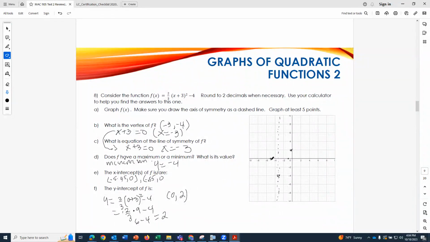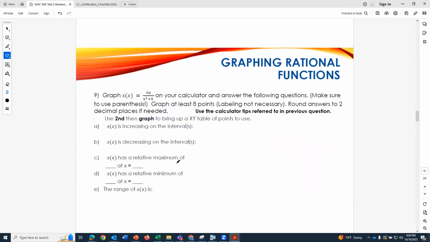And this is the graph right here. All right. And next, we have this function. We have to answer some questions on it. It's 6x over x squared plus 4.